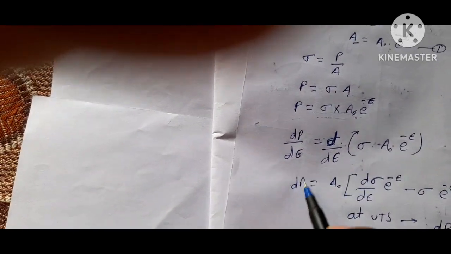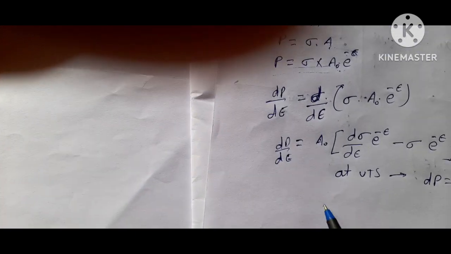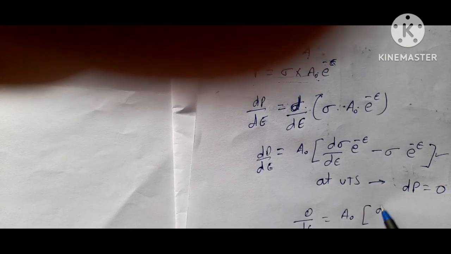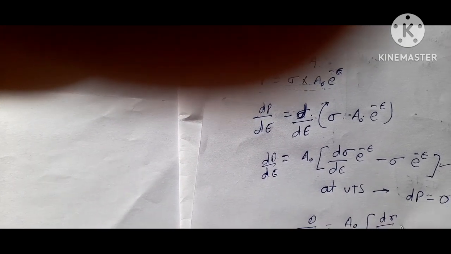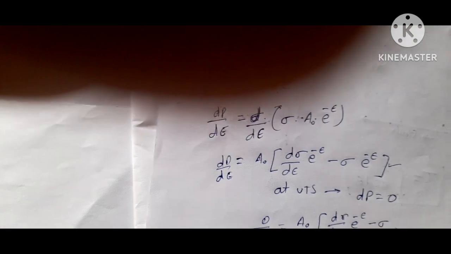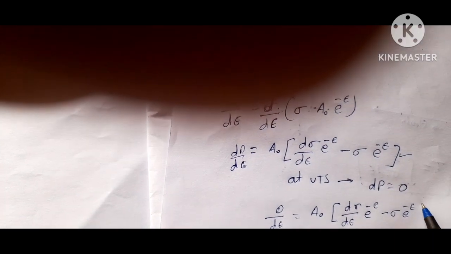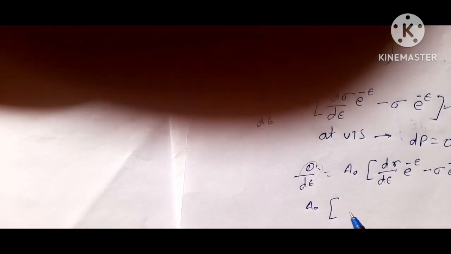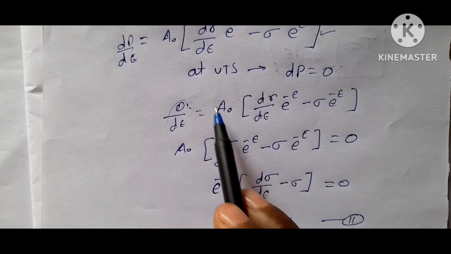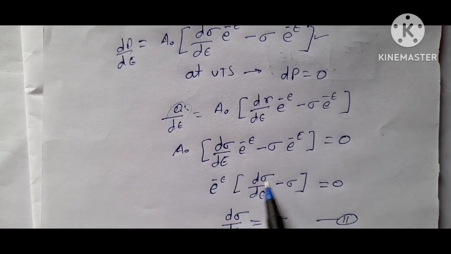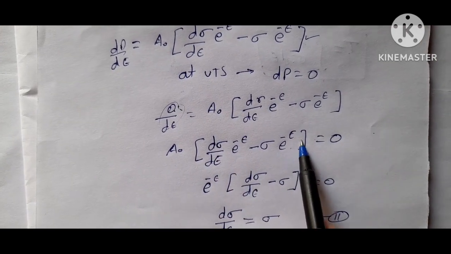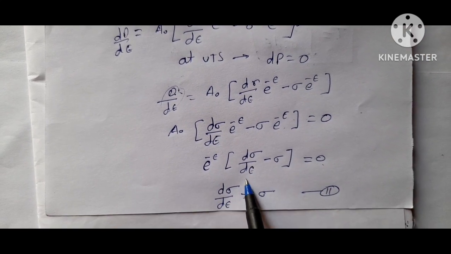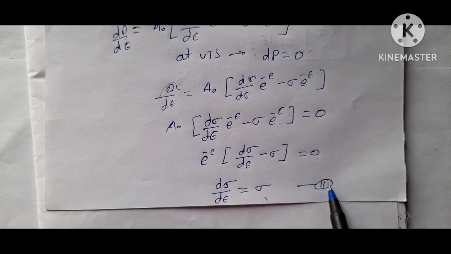So dP/d epsilon equals 0, which equals A0 into d sigma/d epsilon e to the power minus epsilon minus sigma e to the power minus epsilon. Here A0 e to the power minus epsilon is common, and the bracket will become 0. So d sigma/d epsilon equals sigma. This is the second equation.